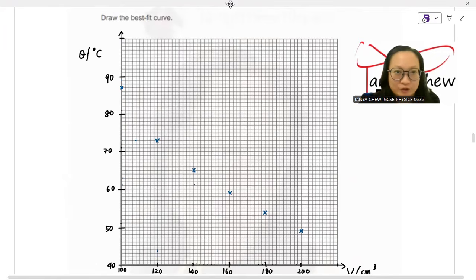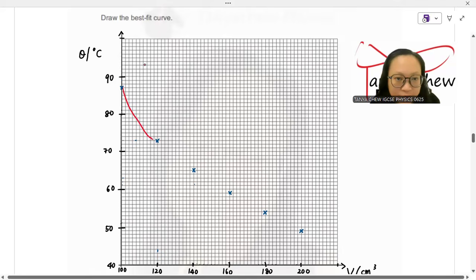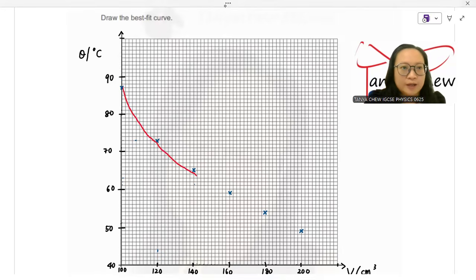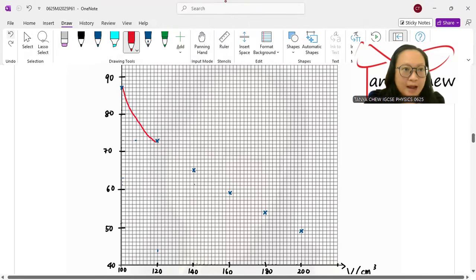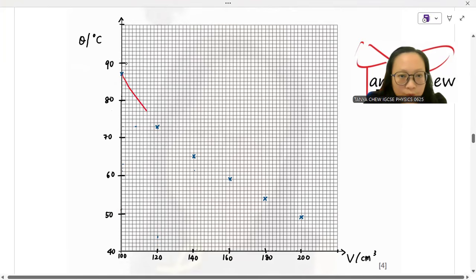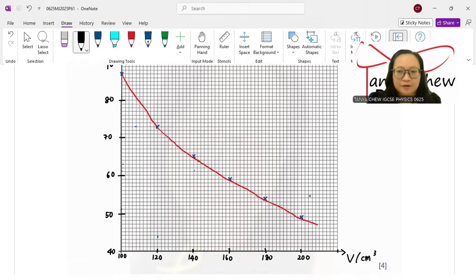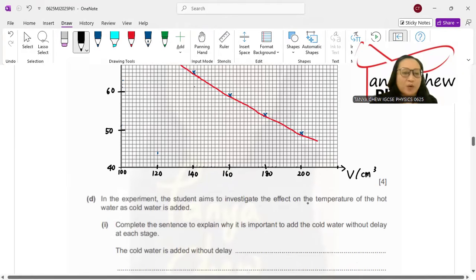I believe if you draw it on your paper, it will be even nicer. So this is a curve. This is a bit out right here, so let me redraw it. Here, I try my best. Okay, this is a curve. If you draw it on your piece of paper, it will be nicer, right? That's the answer. That's the graph.